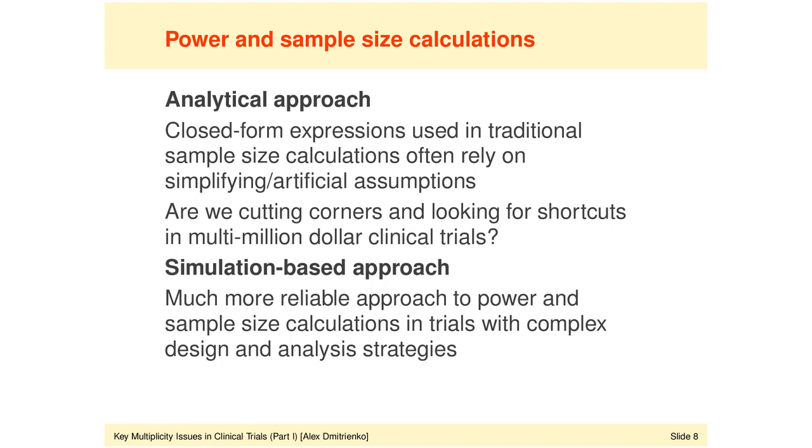The answer to these questions is that we need to rely more on simulation-based approaches when it comes to power and sample size calculations in phase 2 and phase 3 clinical trials because they are much more reliable, especially when we deal with complex designs and analysis strategies. And in fact, in many complex phase 3 clinical trials, analytical approaches and closed form expressions are simply not available.